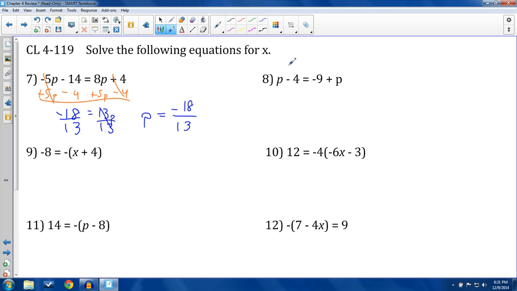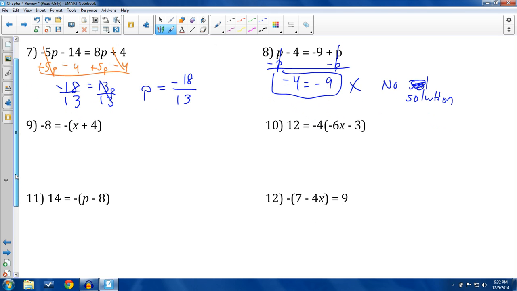Okay, notice how this time, well, actually I should, because this gives you another no solution. Notice how I'm going to subtract p from both sides here. They cancel, and you get negative 4 equals negative 9. Same as last time. No solution. This cannot happen. So that's no solution.